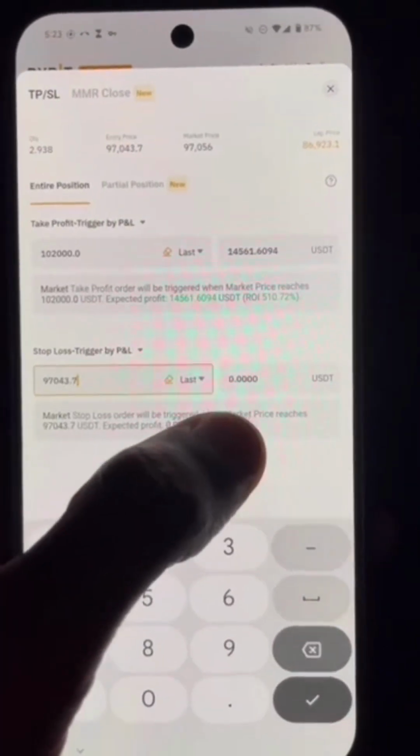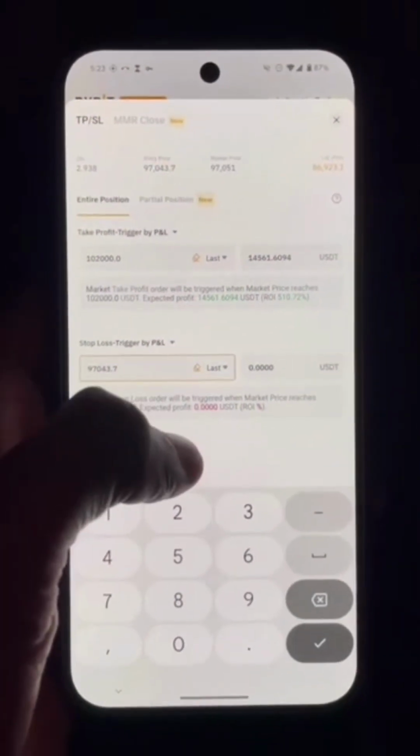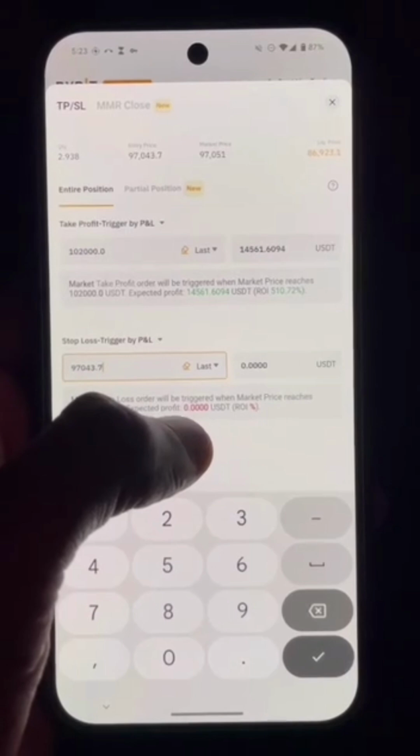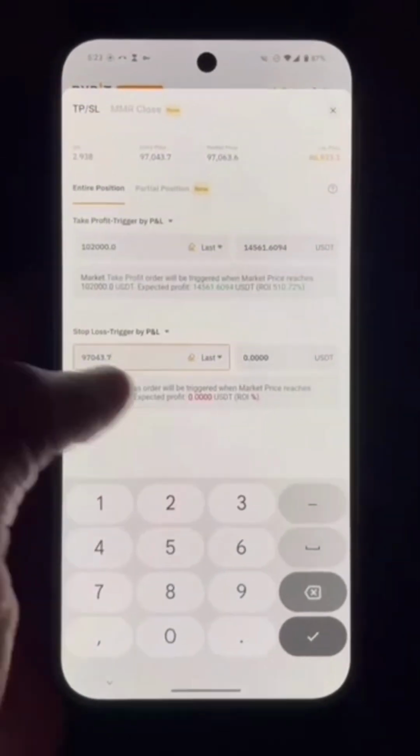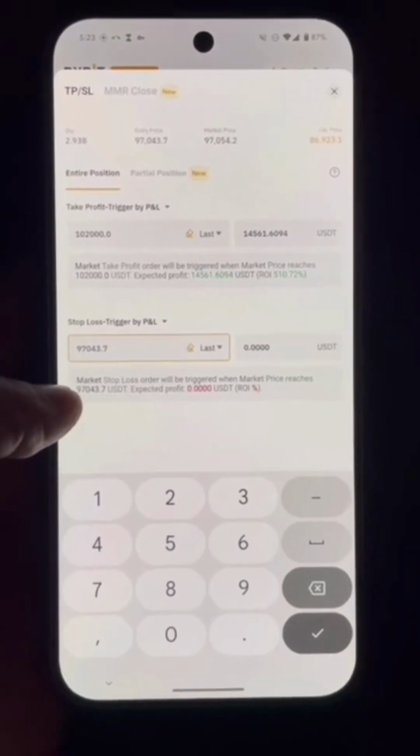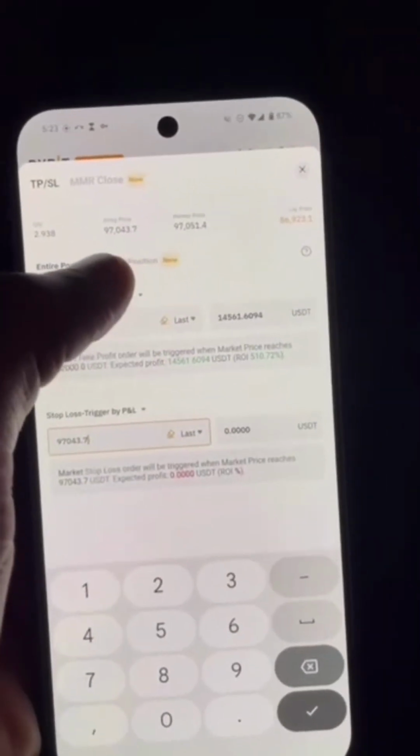So it's like you close your entry, so that even if it reverses back to your entry, it will not hit you. You can see once you tap on confirm, once it reaches this price, it will just take you out of the market without making any loss.